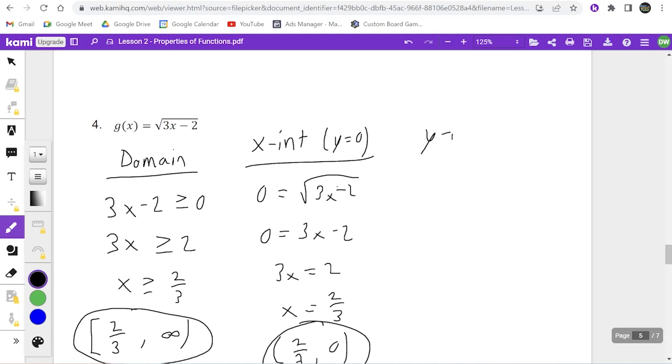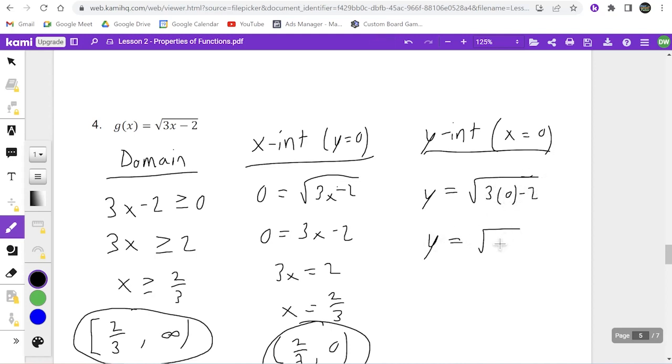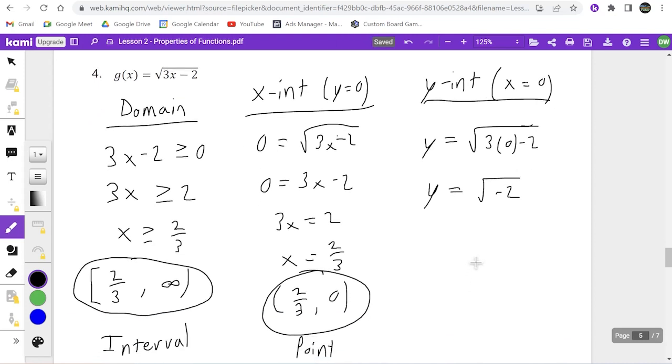Anyways, next is the y-intercept. The y-intercept is where you set x equal to 0. And for that, you're just going to say y equals the square root of 3 times 0 minus 2. That simplifies to y equals the square root of negative 2. And then some of you are crying right now because you got a negative square root. I'm jumping for joy. Why? Because the answer is super easy. The answer is no y-intercept. And you're done. Circle it. Easy as that.